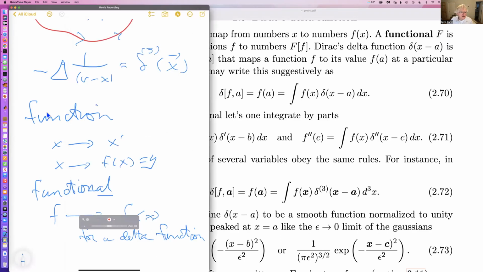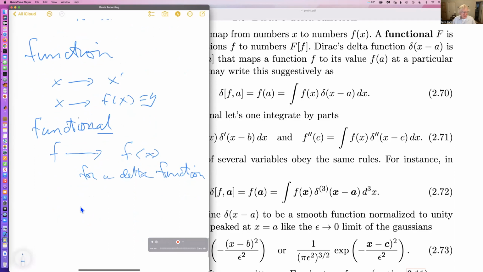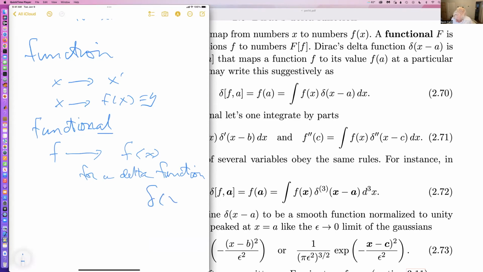And I'm sorry I didn't show you that. So a function goes from x to f of x, which we might call y. And on the other hand, a functional is something that goes from a function to a number. And if it's a delta function, like delta of x, then it goes from f to f of x. So this is for the case delta of x.